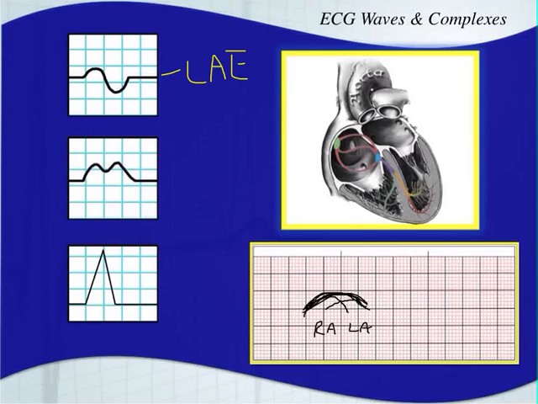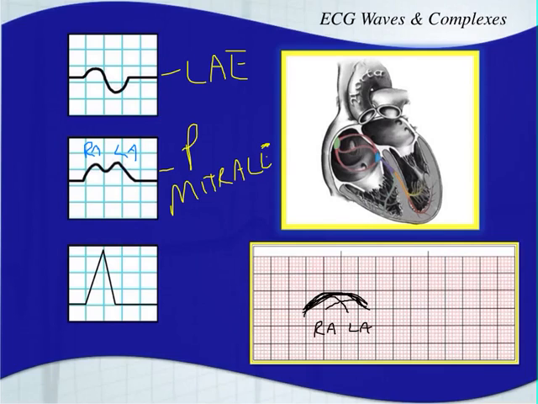Now, sometimes it will show the separate atria depolarizing. You'll see the right atrium depolarize and then the left atrium depolarize, and that will happen also with left atrial enlargement, and that's called P mitral. P mitral, M-I-T-R-A-L-E. Again, that's a sign of left atrial enlargement.